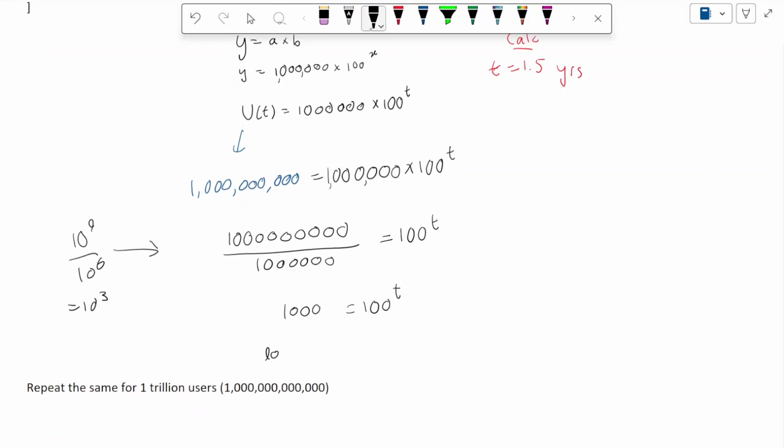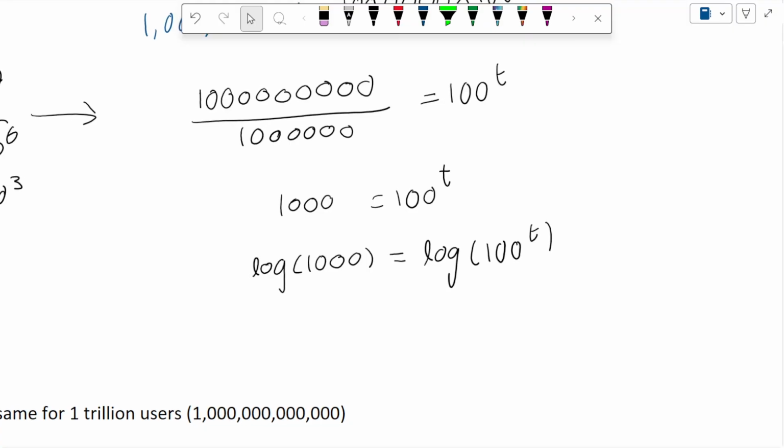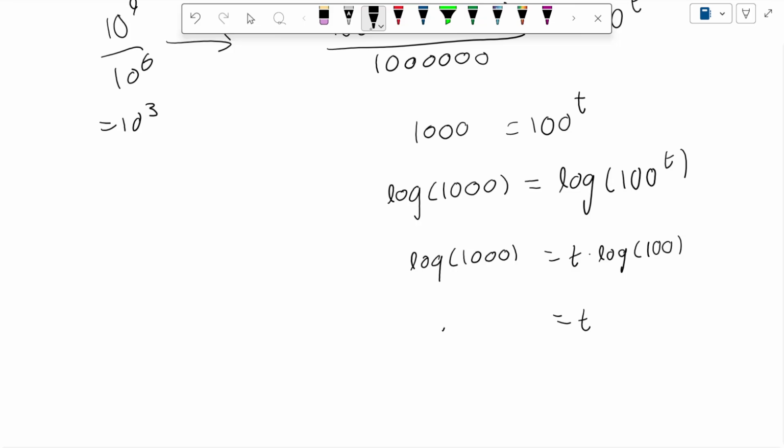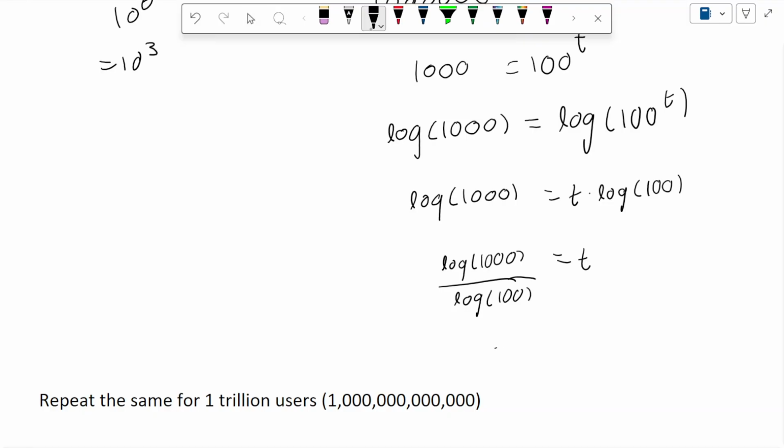We then need log of 1,000 equals log of 100 to the power of t. And then we can work that out. In fact, t comes out the front, log of 100 and log of 1,000. We can divide by log of 100. So we're left with t over here, and we get log of 1,000 over log of 100. These, because we're in base 10, are actually really nice numbers. It's just 3 over 2. And so that's t is 1.5 years.